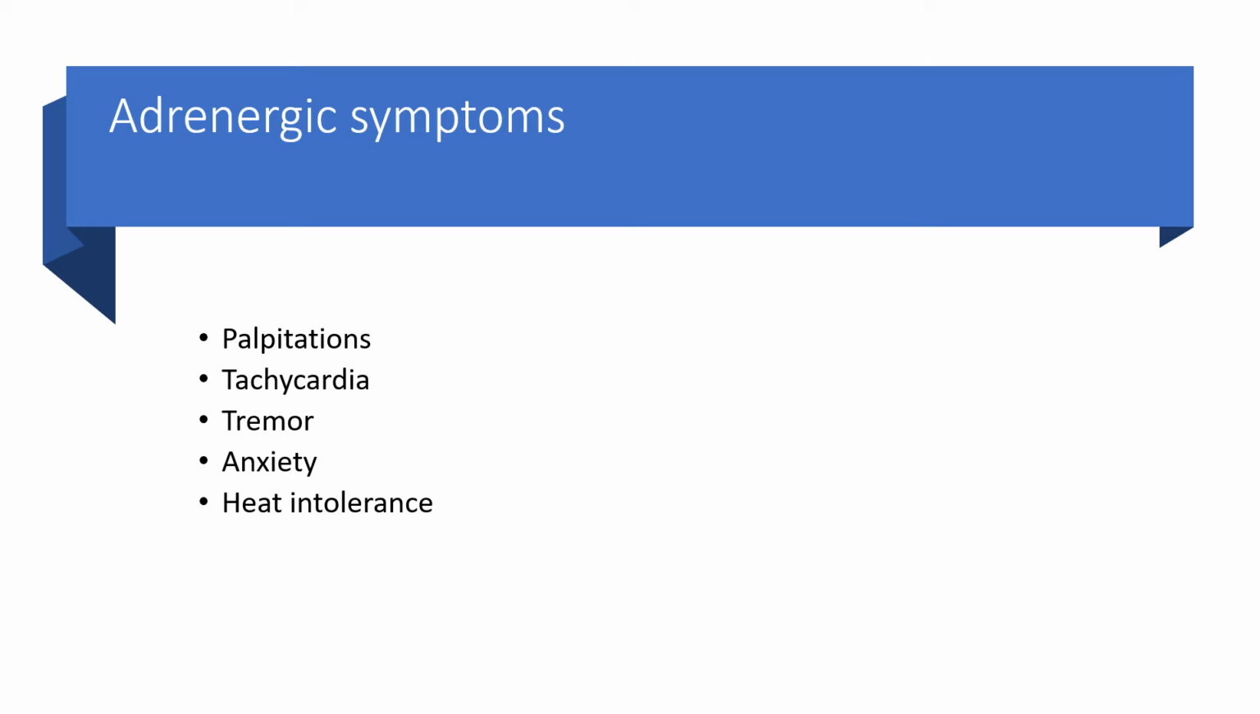I'll start with adrenergic symptoms, because this is what most of us will be looking for when it comes to hyperthyroidism, right? Palpitations. Patient complains that the heart is racing, tachycardia on physical examination when you take the vital signs, tremor on examination, and anxiety, part of the history, and of course, heat intolerance, part of the history.